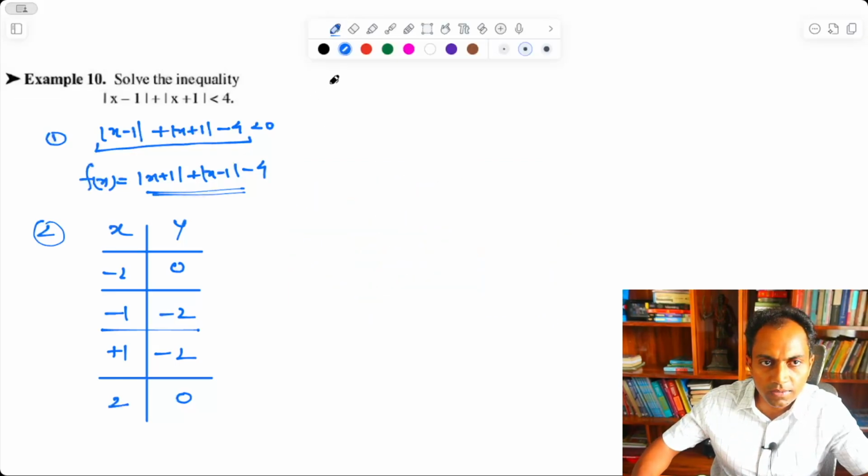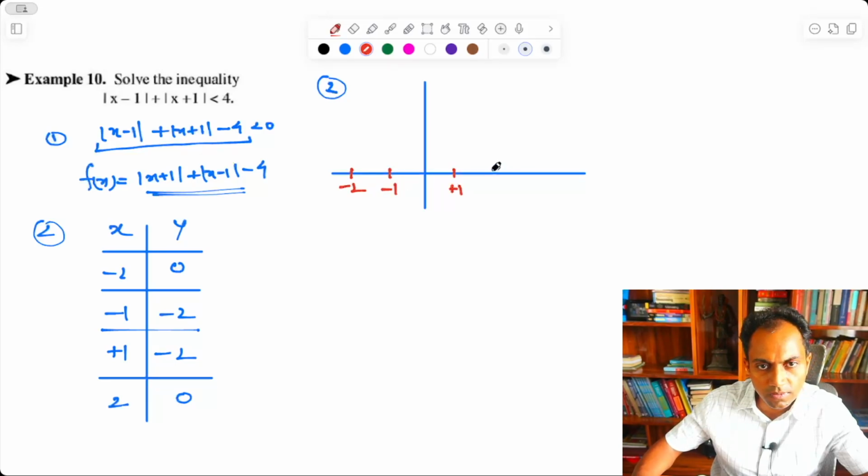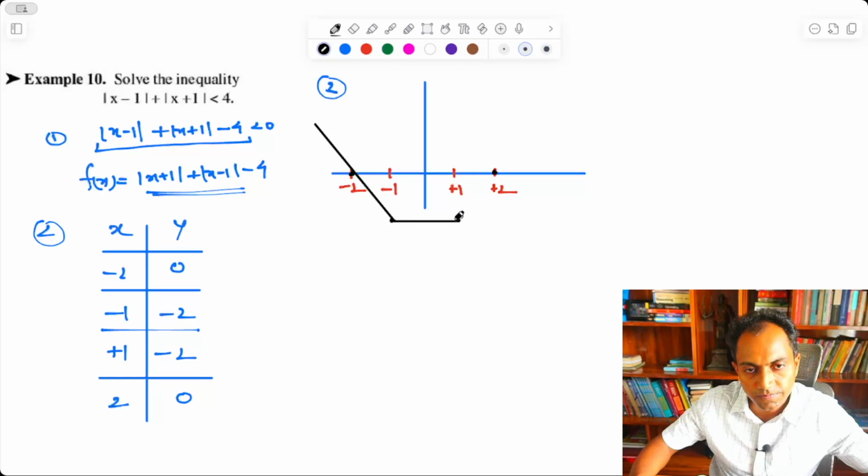So in the third part, let us do that. So again we will draw our x and y axis. This is x axis, this is y axis. Let us demarcate the points. So what we have is minus 2, minus 1, plus 1. Okay. And on this I can now demarcate the points. Minus 2 it becomes 0. Minus 1 it becomes minus 2, then it remains minus 2, and then at 2 again it becomes 0. So what will happen is, if I join these points, again I can join these points, and once I've joined these points, I've got my graph.